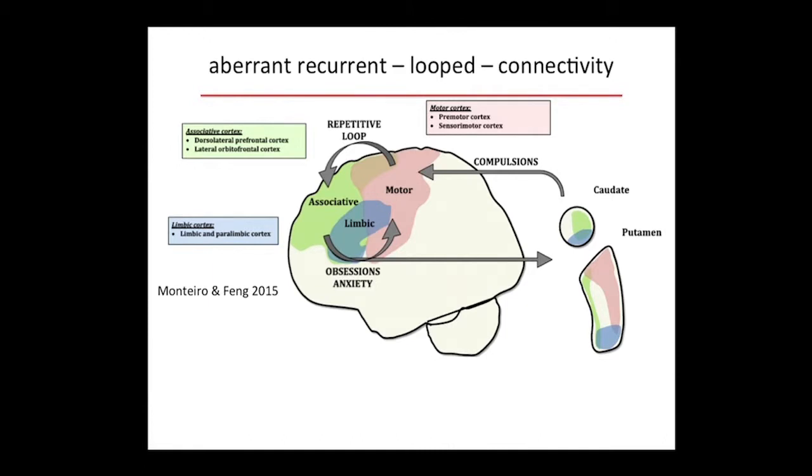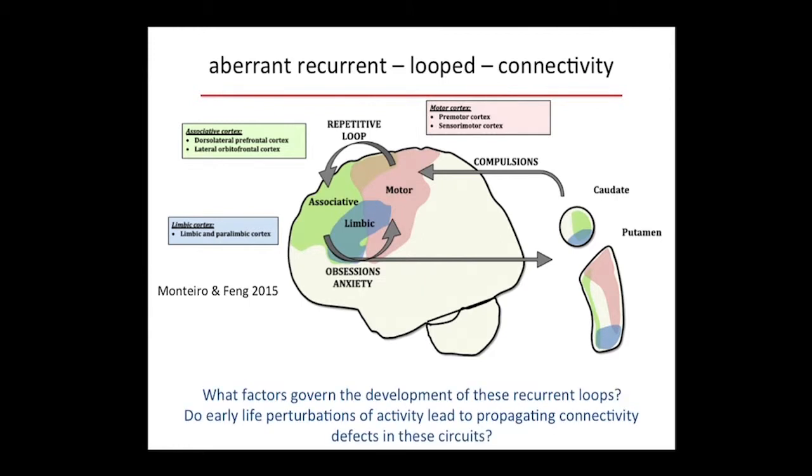but also between different areas of cortex and the basal ganglia. And it can be the over-strengthening of these kinds of recurrent loops that might underlie, for example, stereotypy, the repetitive motions again and again without clear reward. And so we wanted to understand what are the factors that govern the development of these kinds of recurrent loops, and I'll tell you more about them in a minute, and probe the idea as to whether early life perturbations of activity could lead to propagating changes in these circuits that might underlie some of these behaviors.